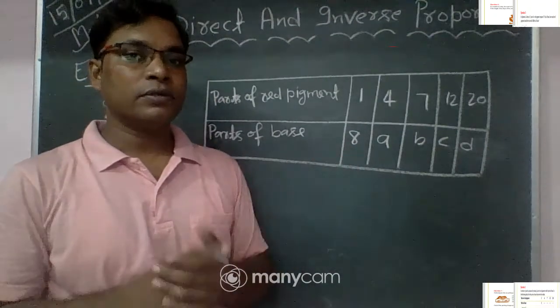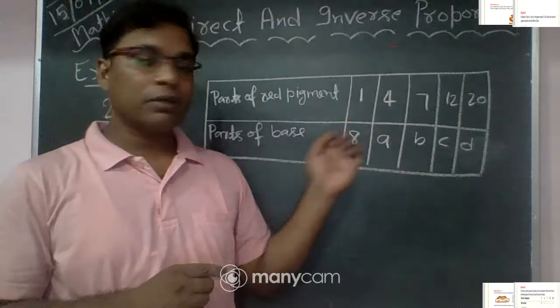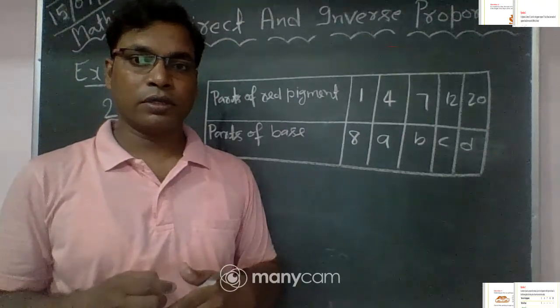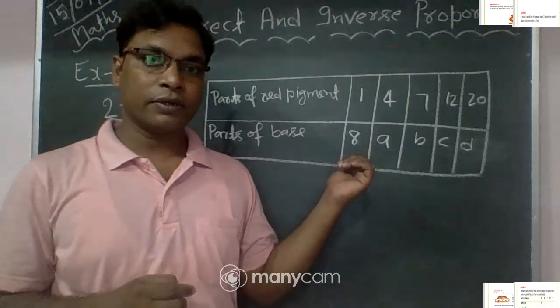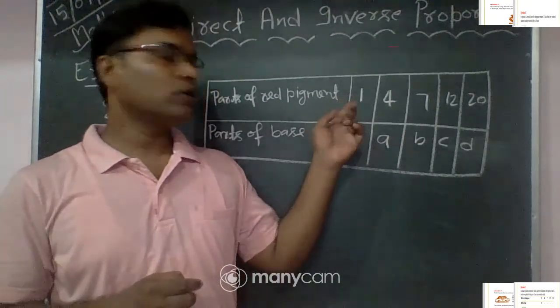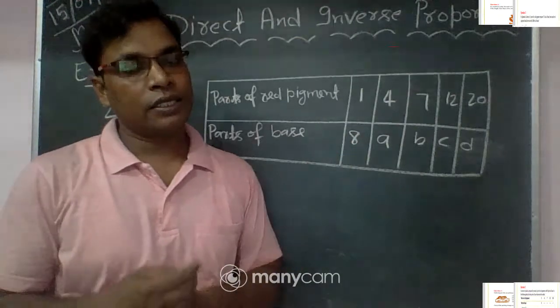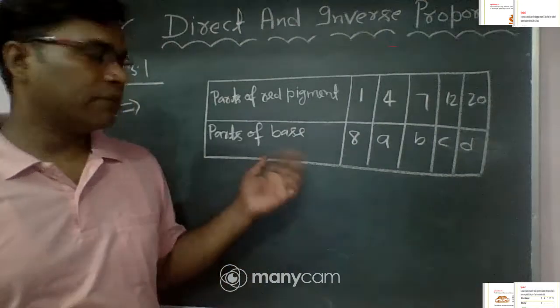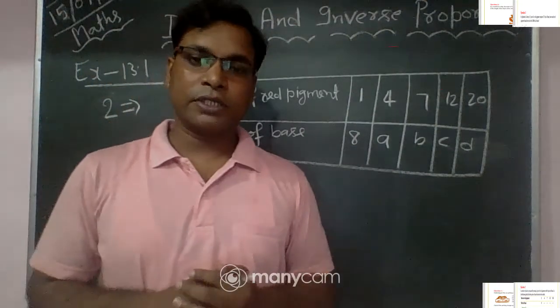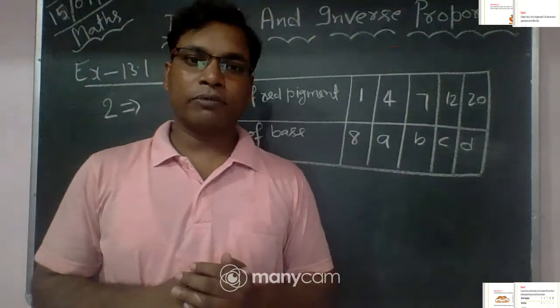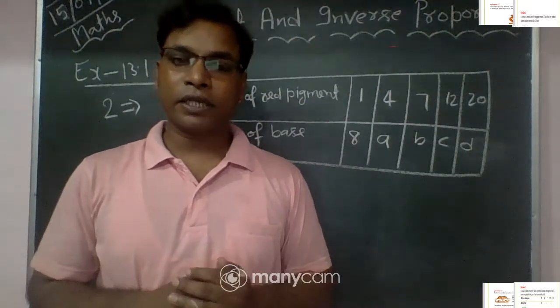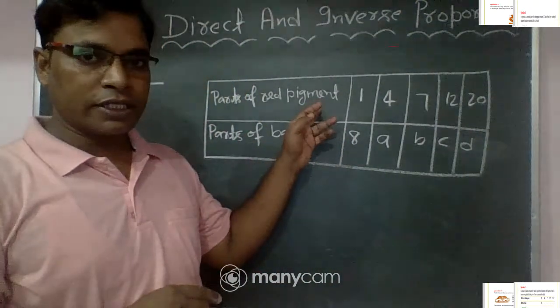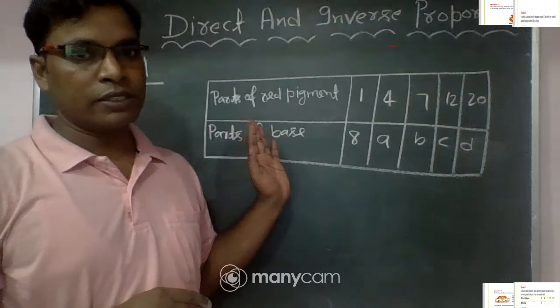Okay. So for 4 parts of red pigment we need more than 8 parts of base. You can see here that when one quantity increases, the other quantity also increases. So it means that this is a form of direct proportion. In direct proportion, x by y is constant. Suppose this is x, this is y. So this is constant.